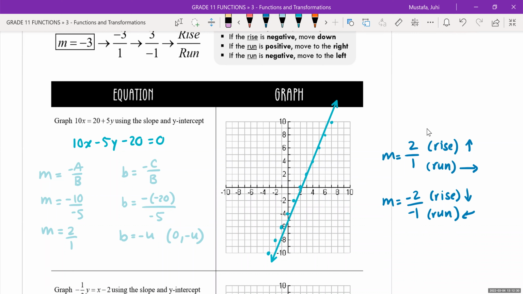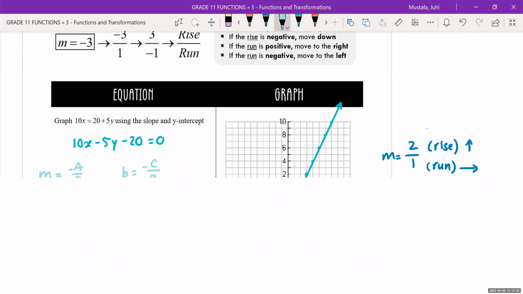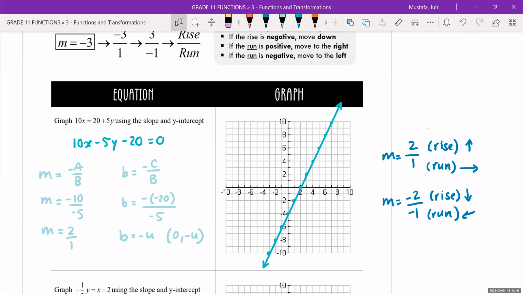You've made enough points now. You just have to put them together as close as possible. And then you're just going to label your line. I just use whatever is in the question. So 10x is equal to 20 plus 5y, or if you want, you rearrange it.